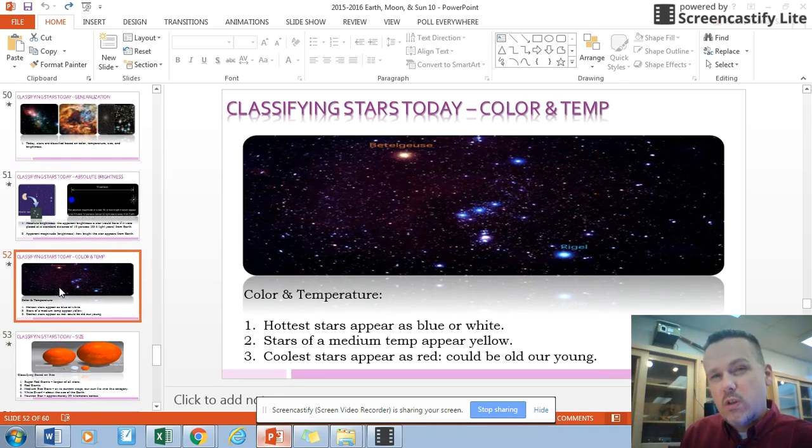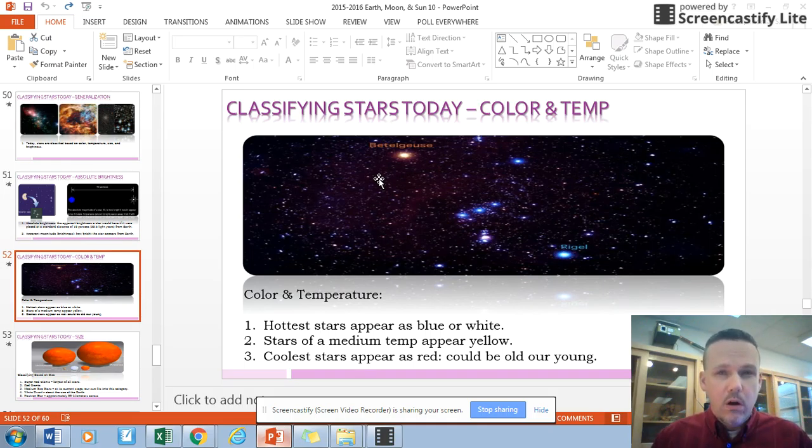Temperature, the blue stars are burning the brightest. They are hot, hot, hot in comparison to what we see here, like Betelgeuse. The older you are, you burn a different color. You kind of lose your energy and you burn like a reddish orange. That means that basically you're kind of on your way out the door. The ones that are burning really bright and they're younger, that's going to be the ones that are burning blue.